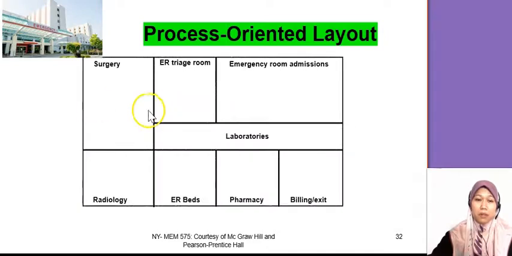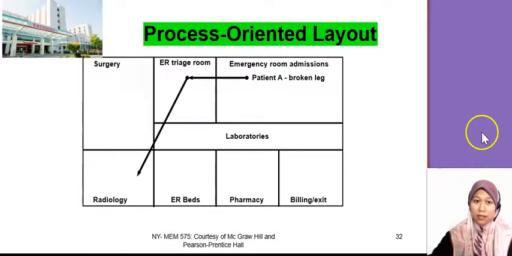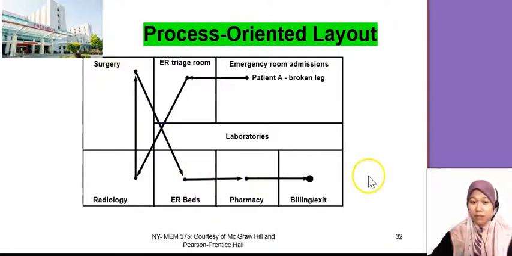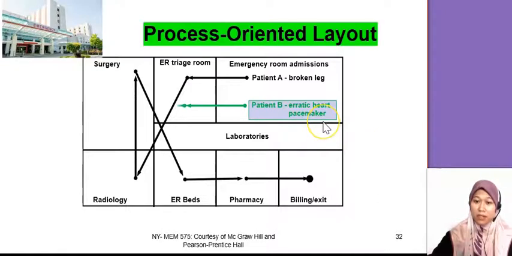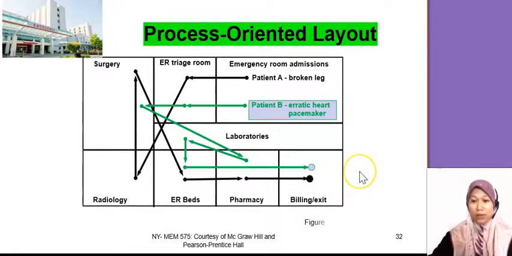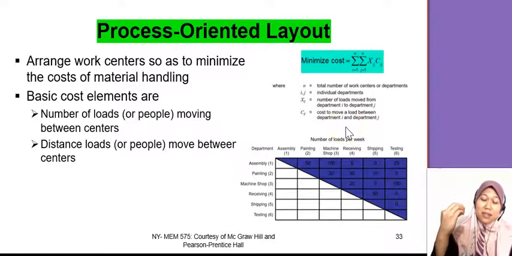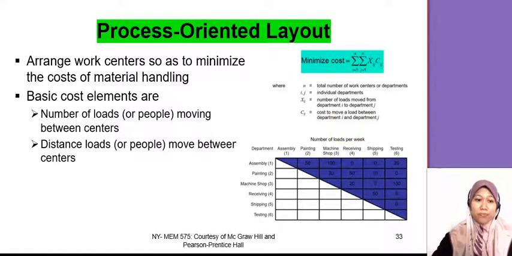This is an example in the hospital. Let's say you arrive at emergency with a broken leg, and then you go to the ER, then radiology for X-ray, and then surgery if you need it, then an ER bed, pharmacy, and billing. If you have a different problem, sometimes you don't need to go to radiology for X-ray. You go straight to the pharmacy, then the ER, and then you go out. So different customers have different processes.